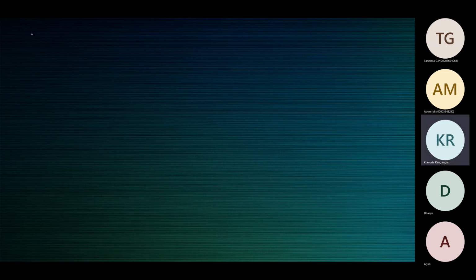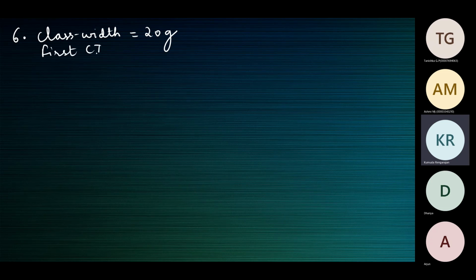Now, next I'm doing the 6th one, children. You can see this question. The weights in grams of 50 apples picked at random from a consignment are as follows. Can you see that question in your book? So we're going to answer that. In the question, the class width is given as 20 grams, and the first class interval should be 70 grams.